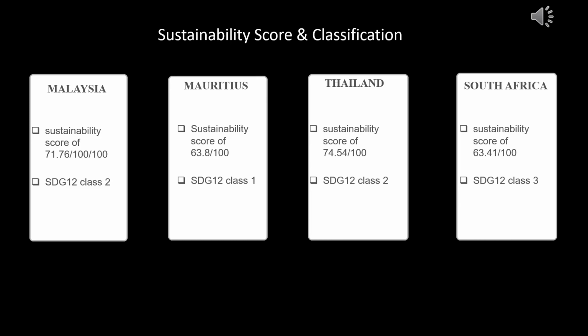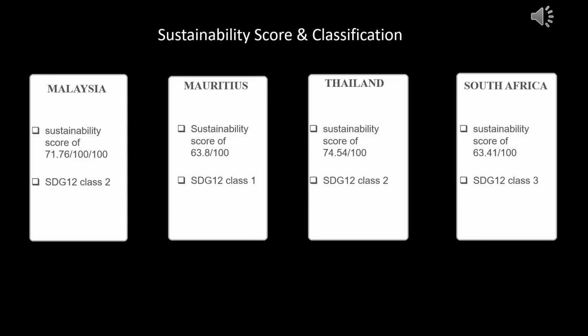Our results obtained for the four countries can be further explained based on the Sustainable Development Goal 12 indicators. We have classified each country based on the Sustainable Development Goal 12 indicators, ranging from 1 to 4. Class 1 refers to the country with less effort toward Sustainable Development Goal 12, while Class 4 represents the country that successfully achieved Sustainable Development Goal 12.